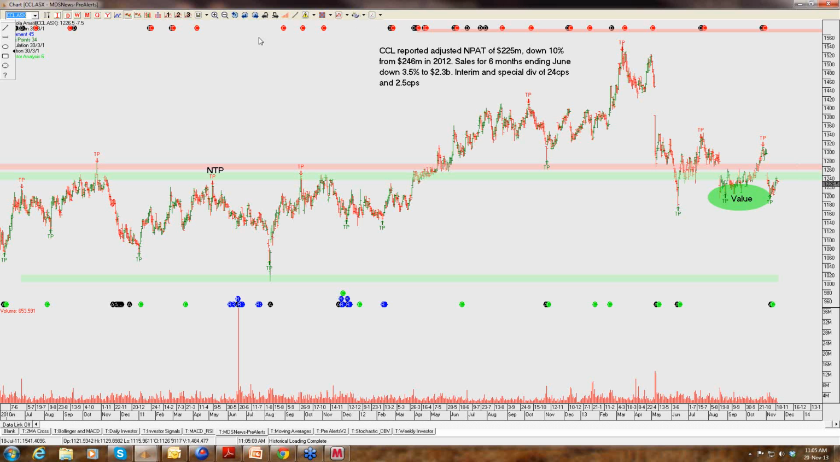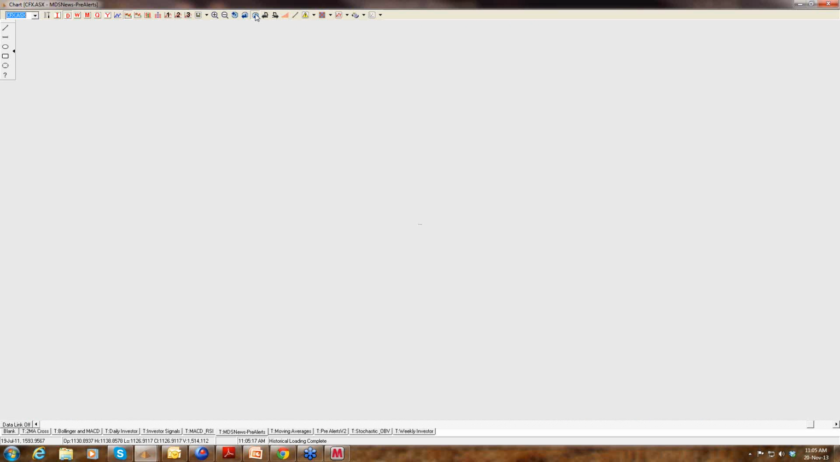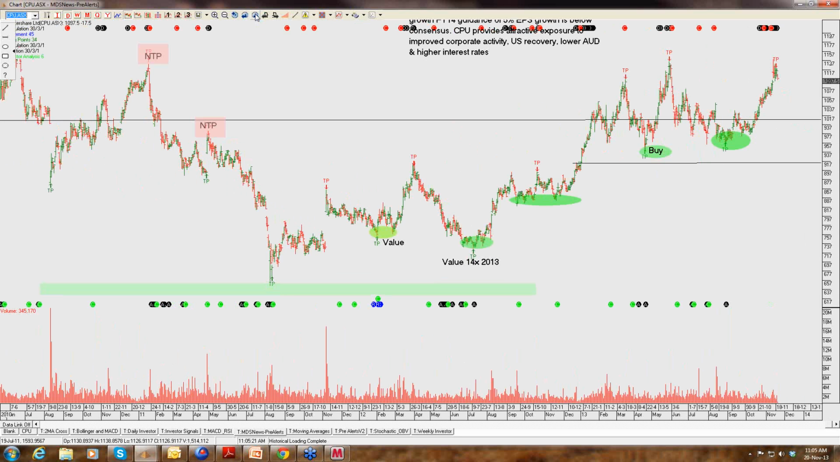We need to see more comments out of the company around cost control and better top-line revenue numbers, given that we saw a combination of both not only falling revenue but falling profit over the last 12 months. CFX, not doing anything there at the moment.